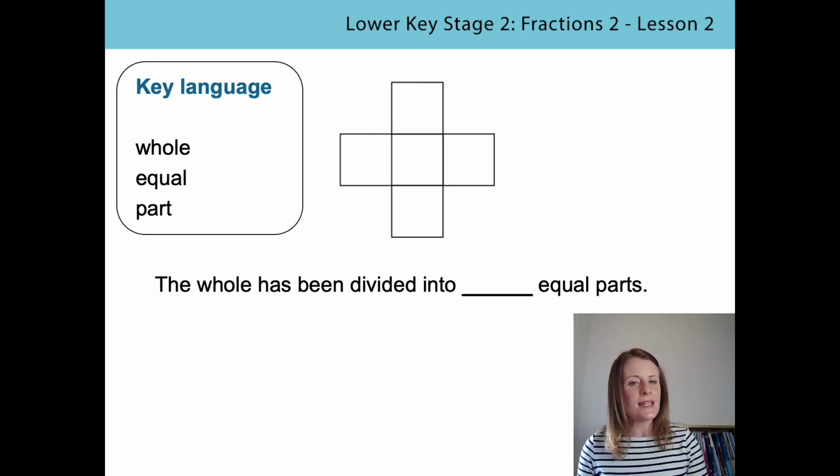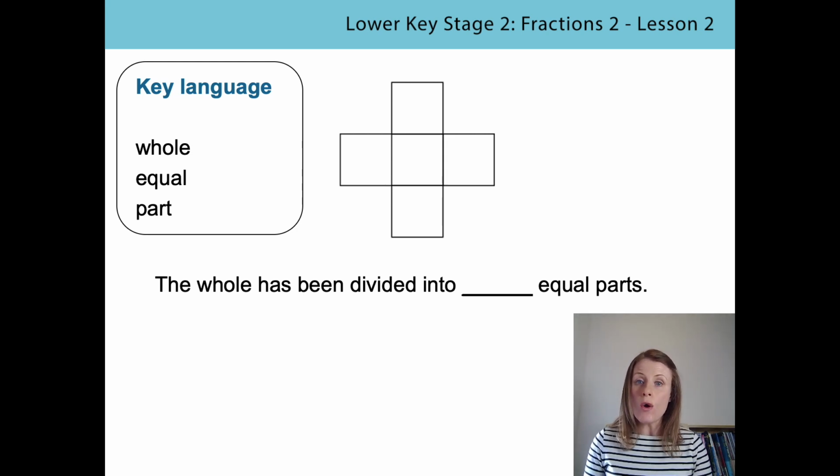Can you remember my key learning? Look at the screen. I've put the words back up for you. Whole. The cross represents the whole. It's been split into equal parts. Here we say divided into equal parts. But how many? Yes, of course, well done. Count them with your finger if you need to check. 5 equal parts. Let's say that together. The whole has been divided into 5 equal parts.